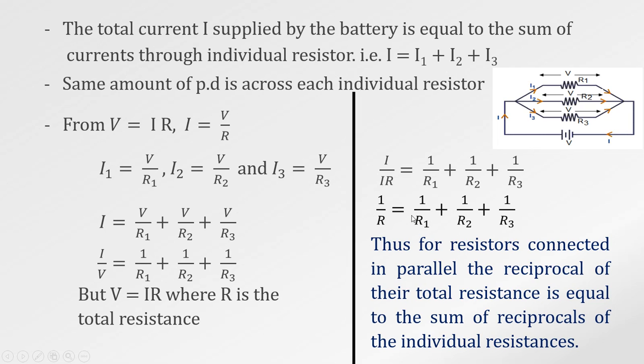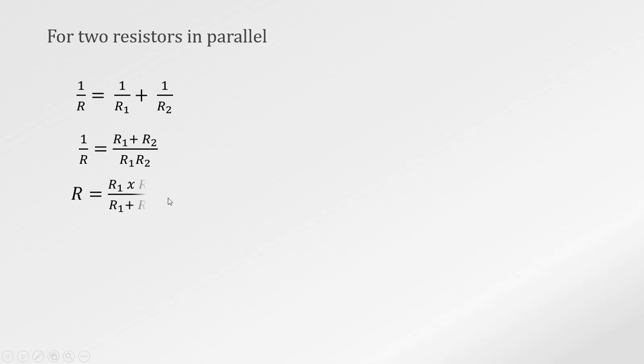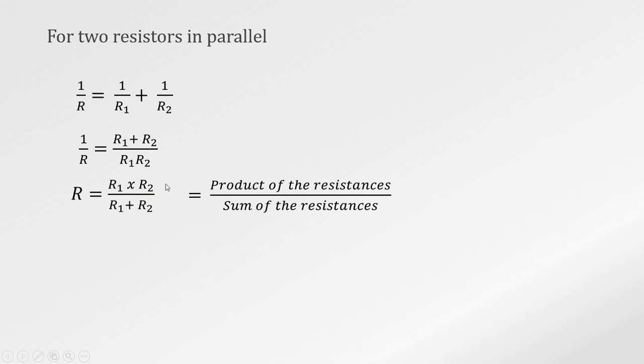Now if we remove one resistor and consider only two, I have chopped off the third resistor, so we have that. When you simplify this, we take the LCM R1 times R2, and we shall end up with R being equal to R1 times R2 over R1 plus R2. This can be summarized as the product of the resistances over the sum of the resistances, but this is only when the resistors are two.